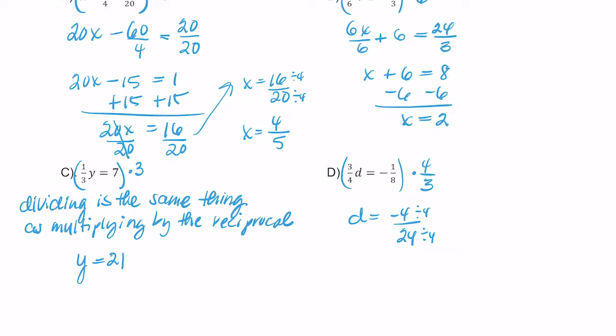Okay, I can divide both by 4. -4 divided by 4 is -1, and 24 divided by 4 is 6. So your final answer is -1/6.